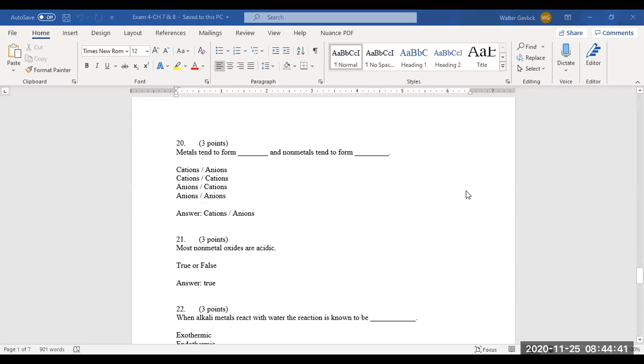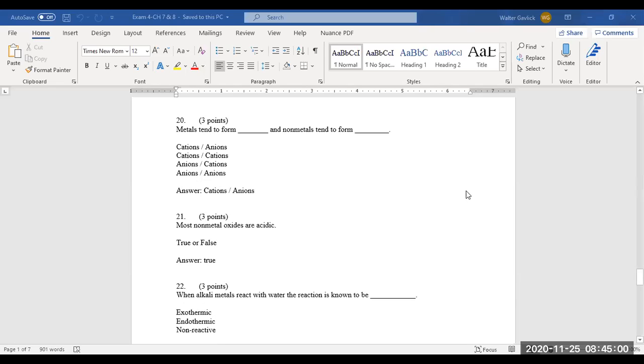Number 20, metals tend to form cations because we know they like to lose electrons, and nonmetals tend to form anions because we know they like to pick up electrons. Number 21, most nonmetal oxides are acidic. That's true.